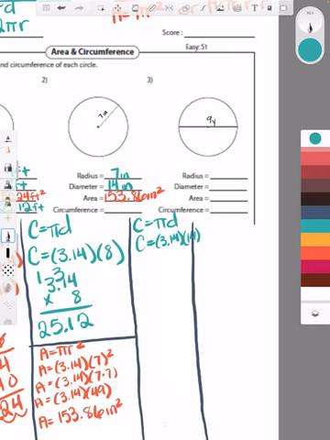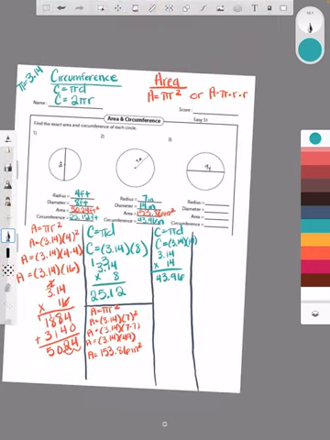So all I'm going to do here is multiply 3.14 times 14. And when I multiply 3.14 times 14, I end up with a product of 43 and 96 hundredths. So I'm going to write down 43 and 96 hundredths inches. And since it's circumference, we don't have to square it.